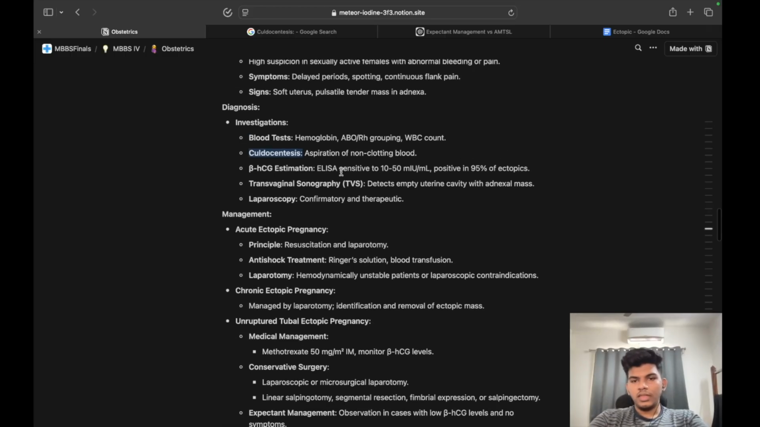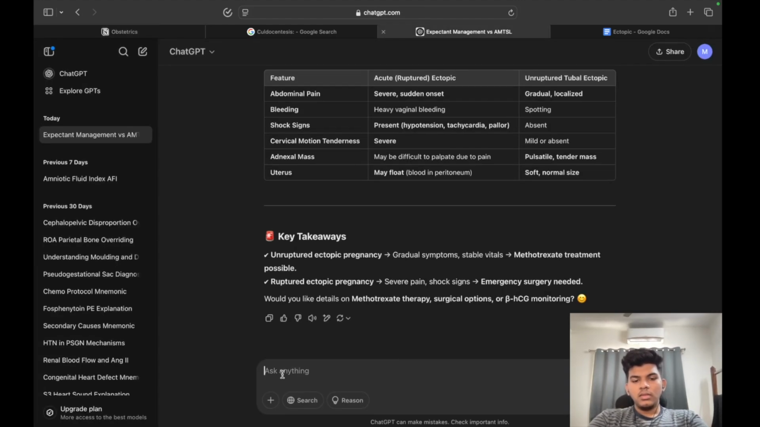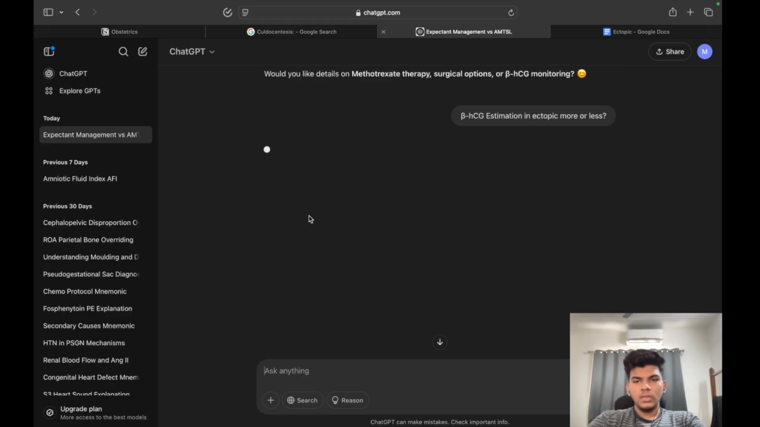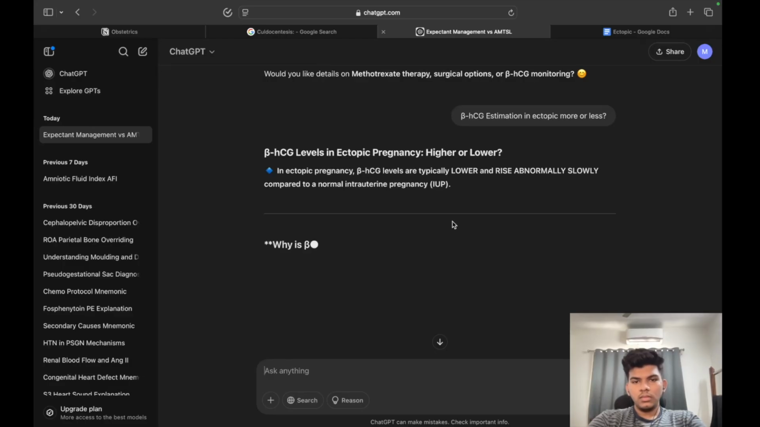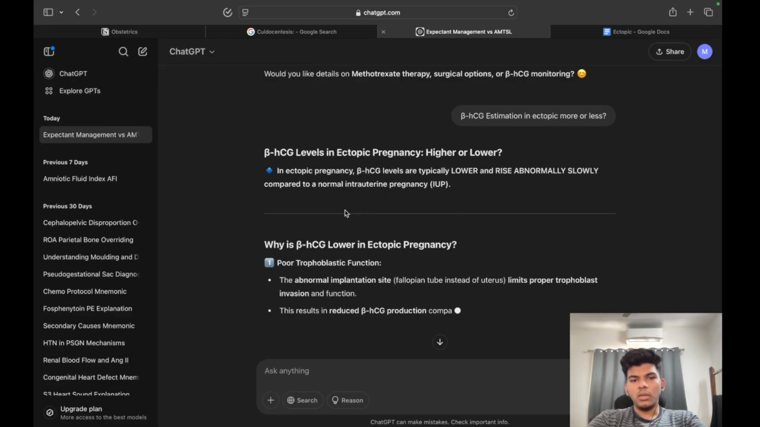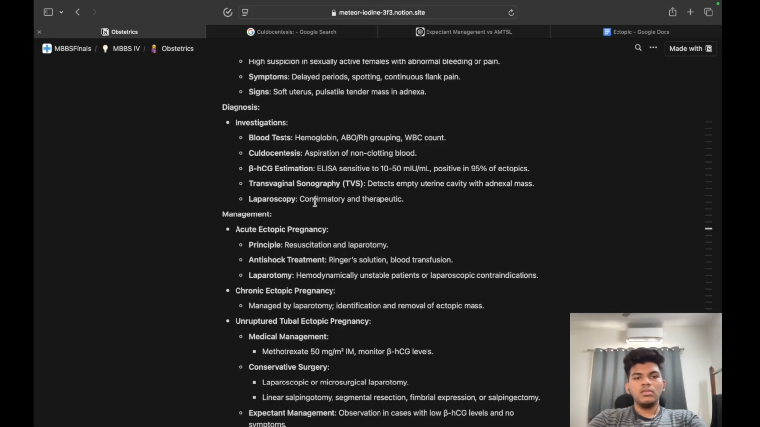Beta HCG estimation. As we know, if there is an abnormal pregnancy, the rate of increase is not that high. That is the key. It is positive in 95% of ectopics. Just to make it clear, beta HCG in ectopic is typically lower and rises abnormally slowly.